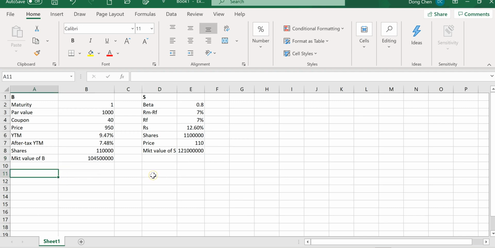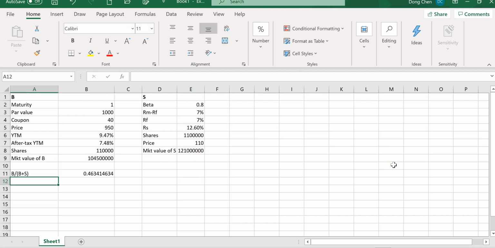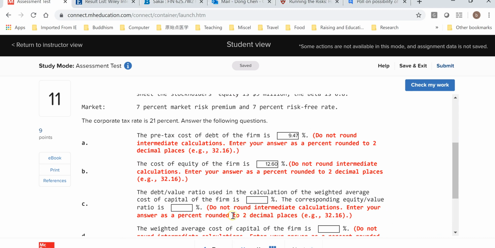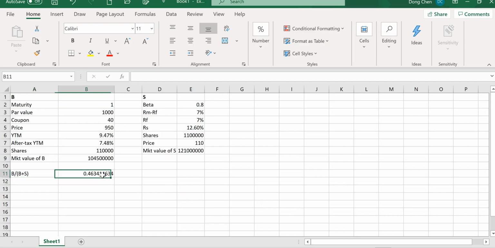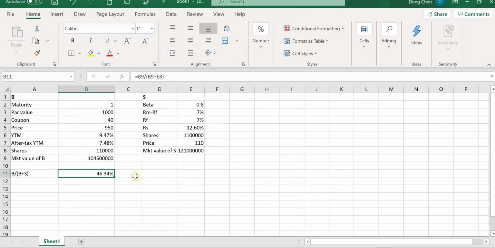So now B over B plus S, the market value based debt value ratio, will be simply the market value of debt over the market value of debt plus, notice I added the parentheses, otherwise it will do the division first. That's what we don't want to do. And plus the market value of equity. So back to the rounding requirement, here we need to round again as a percent rounded to two decimal places. So we need to change this format and use percentage terms and round to two decimal places.